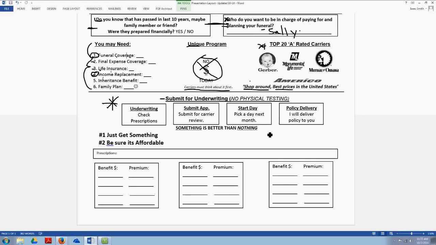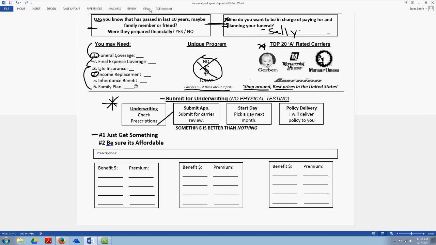But I do break down the pressure by saying, hey, for right now, we just have to get you pre-approved. We have to get you approved with something. The carriers have to think about it first. I have to shop around, and we'll pick a day sometime next month that we can get started, okay? First thing first is we've got to get you approved with something, okay? The number one most important thing, Ms. Johnson, is that you get something. You have got to do something to make sure that Sally is taken care of, okay?